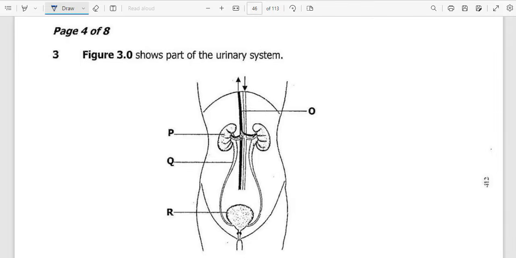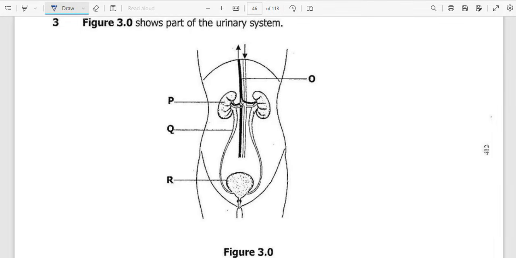Okay, question 3. Figure 3.0 shows part of the urinary system. When we look at this, you'd find that this is the diaphragm there, and then we have O, P, Q, and R. So we have to identify these parts. First of all, O here is a blood vessel which carries blood, and then from there we have the kidneys.